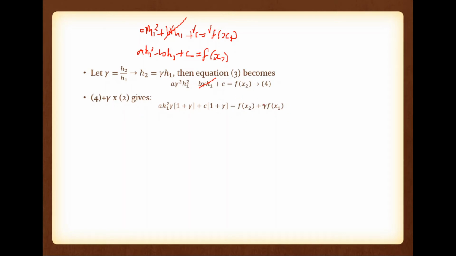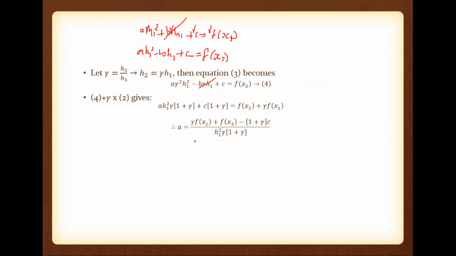So this is the summation. After solving this, we are going to find a, because c is f of x0. So after solving this, we have a is equal to gamma into f of x1 plus f of x2 minus 1 plus gamma into c, divided by h1 square into gamma into 1 plus gamma. So please remember this. A is equal to gamma f of x1 plus f of x2 minus 1 plus gamma into c divided by h1 square into gamma into 1 plus gamma. This is one term we have to remember.